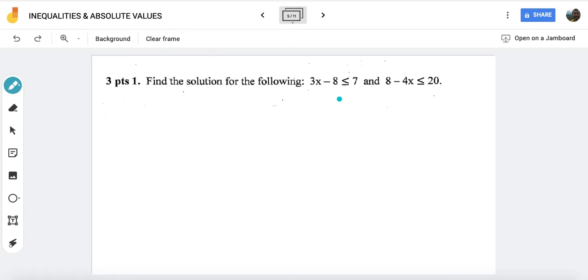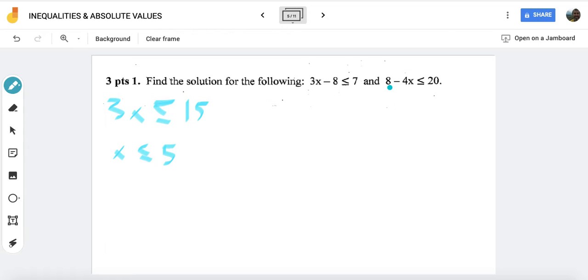There's different styles they give you, but let's just try this one. Solving this, I'm going to add 8 to both sides to get 15. 3x, let me write that down. 3x is less than or equal to 15. And then divide both sides by 3 to get x is less than or equal to 5.